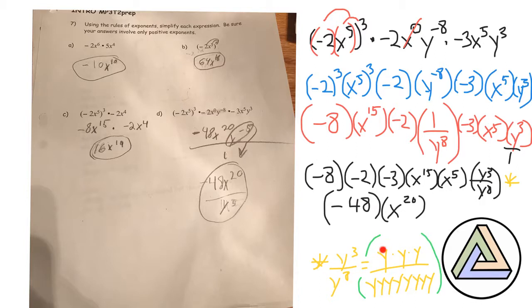And you could do cancellations, right? This is one way of thinking about it, where this cancels with that, this cancels with that, this cancels with that, and that leaves these 5 y's on the bottom and an invisible 1 up top. So what we have, therefore, is 1 over y to the 5th.